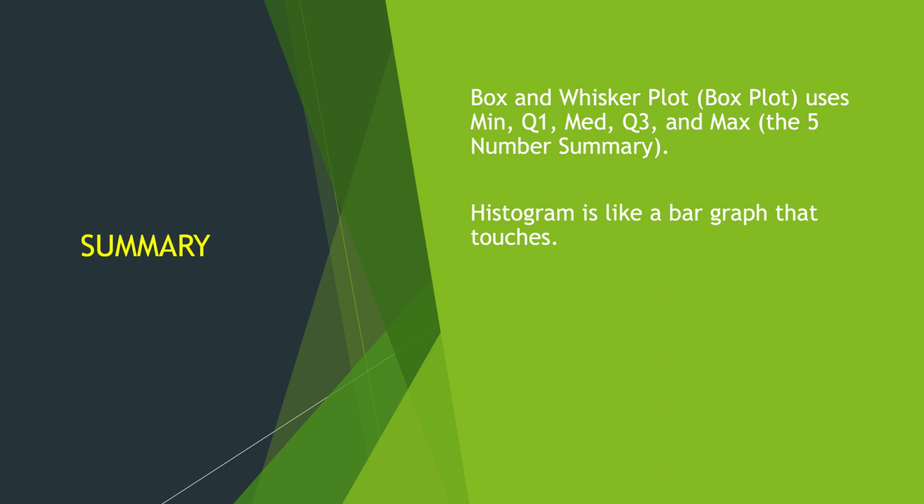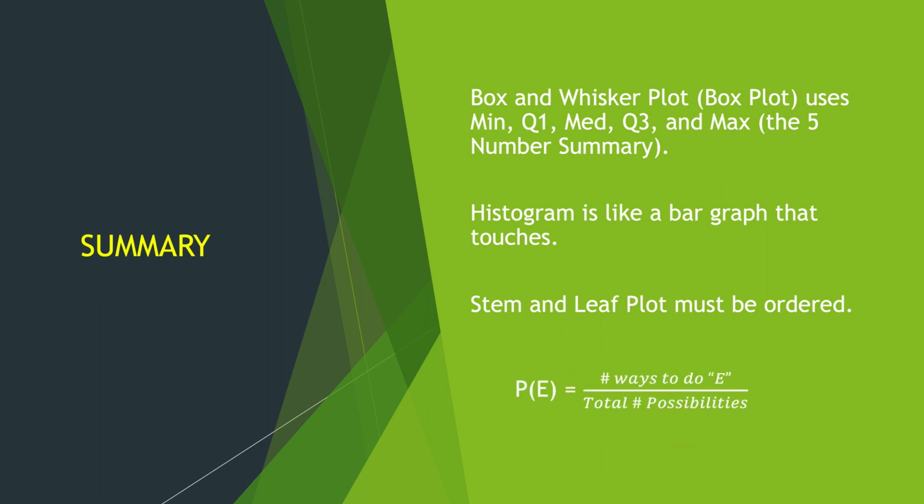A histogram is like a bar graph, but every one of those bars coming up has to touch each other. They always have the frequency on the left and the interval or the measurement on the bottom. Stem and leaf plot must be ordered. Don't forget that. That's the number one way to make mistakes. And the probability of any event E is equal to the number of ways to do E divided by the total number of possibilities.